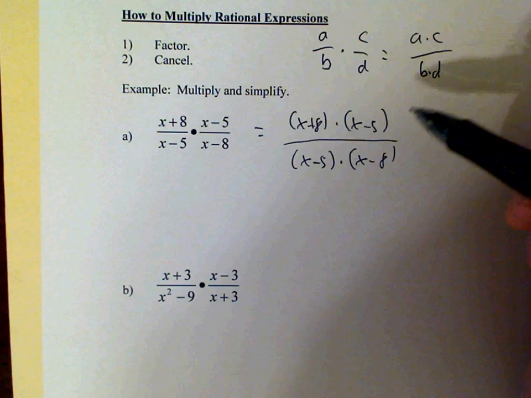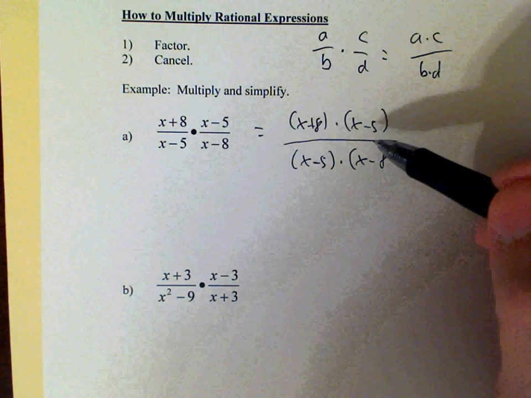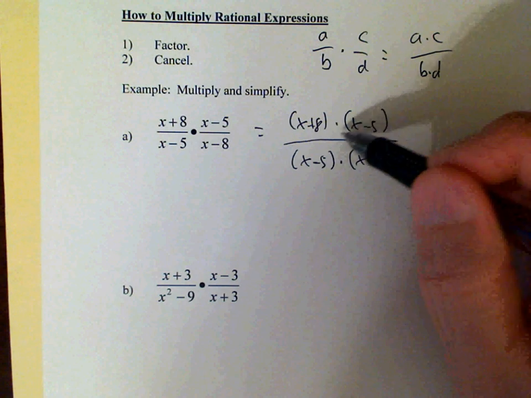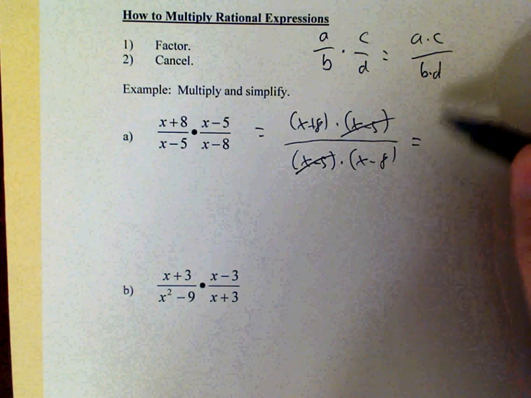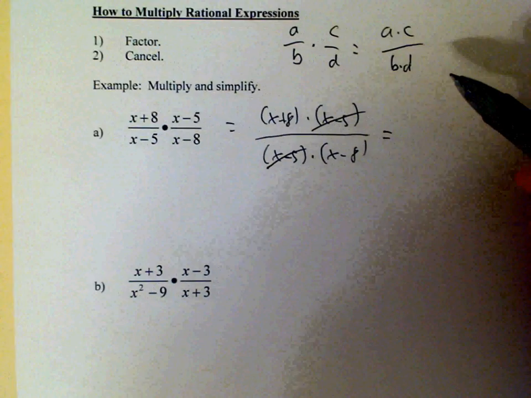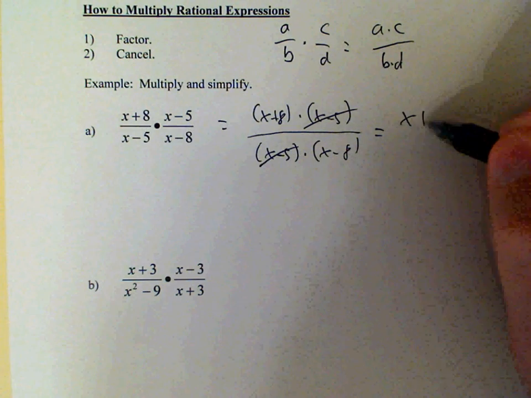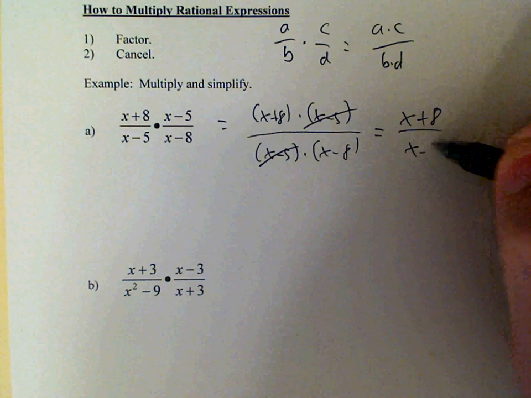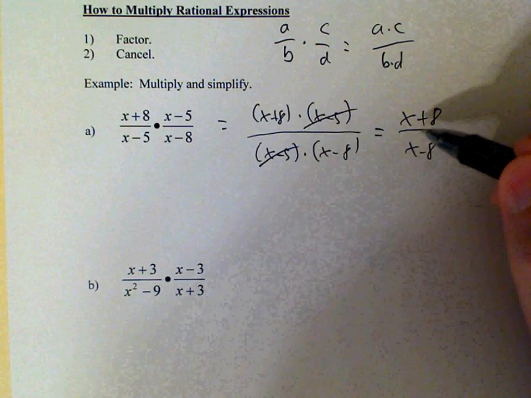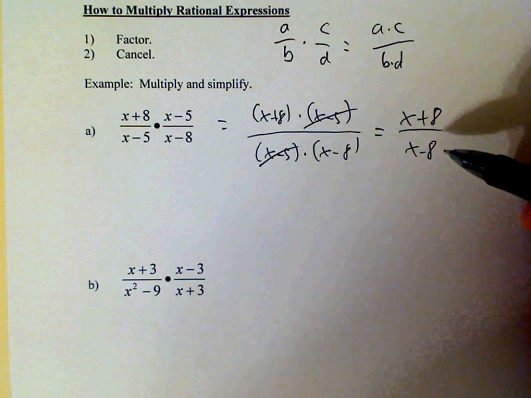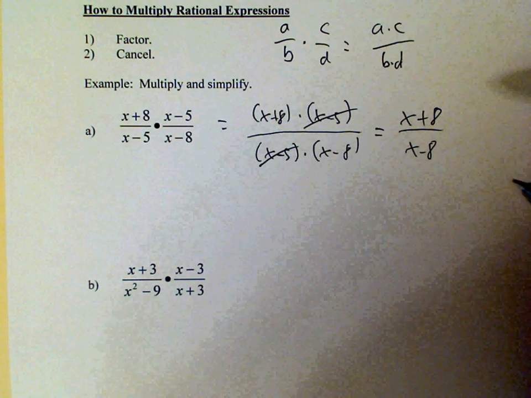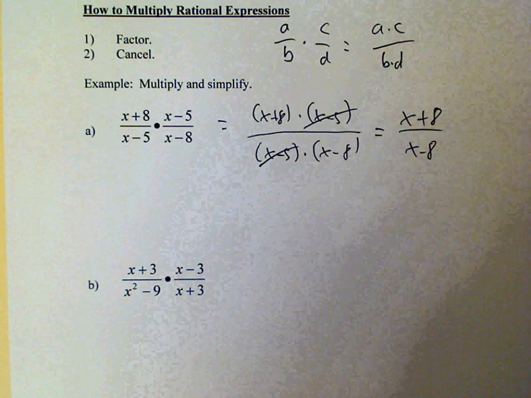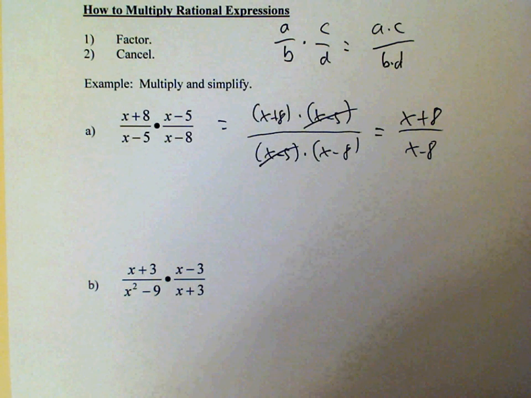Now if you notice, both the numerator and the denominator have x minus 5s, so we'll cancel those out. Now x plus 8 and x minus 8 are not common factors, so we write those as they are. And we're done. Nothing cancels. Cannot cancel the x's, cannot cancel the 8's. Terms do not cancel. Only factors. That's the idea behind it.